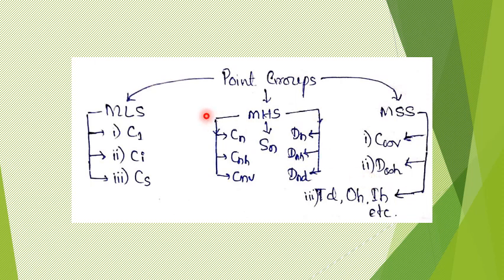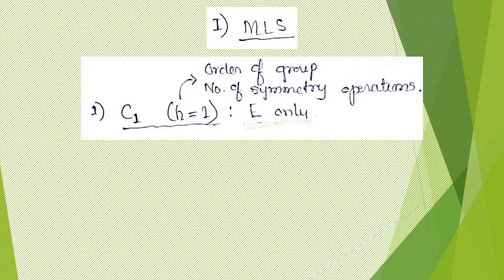Okay, for today in this video, we shall just see these molecules with low symmetry. Three different types are there, and we shall see examples for all three. The first one in molecules with low symmetry is C1. The point group name is C1.